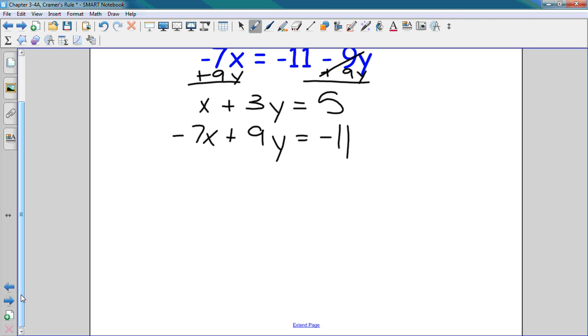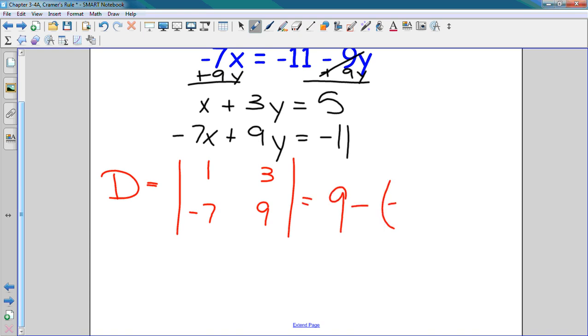Now I have to find d. So it's 1, negative 7, 3, 9. 9 minus negative 21 gives me 30. Find dx.